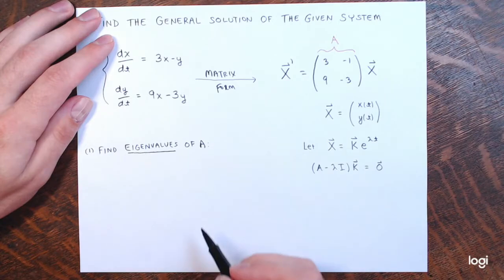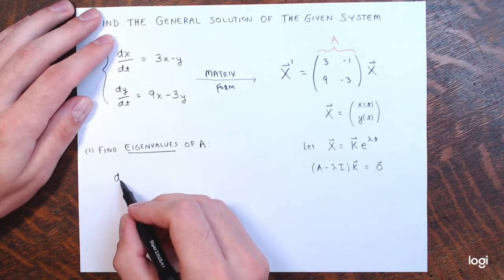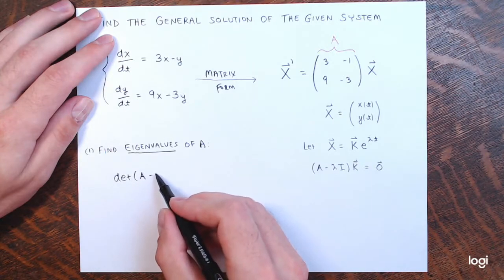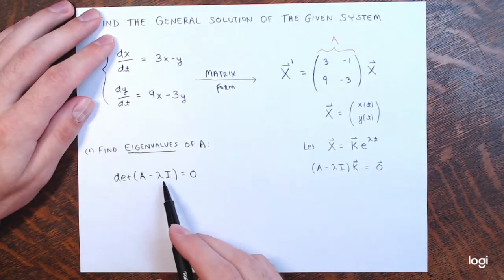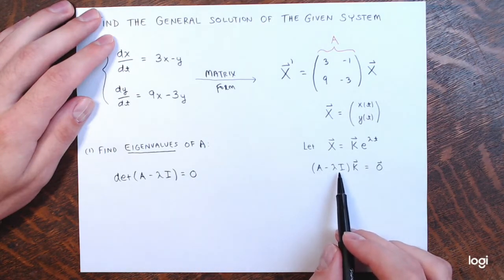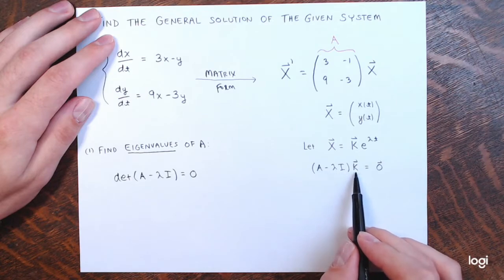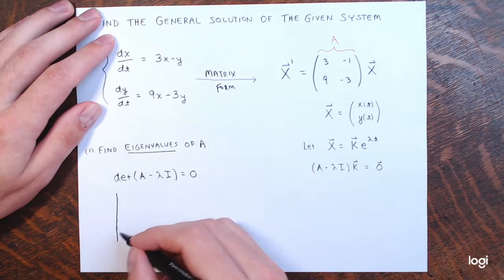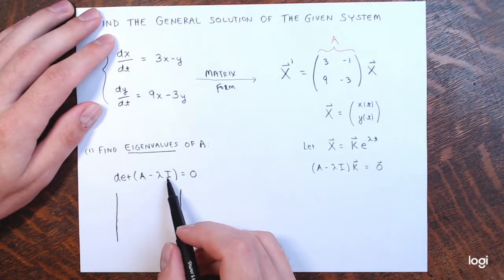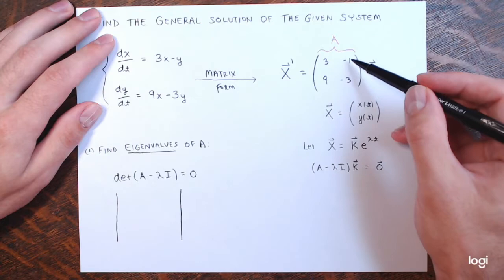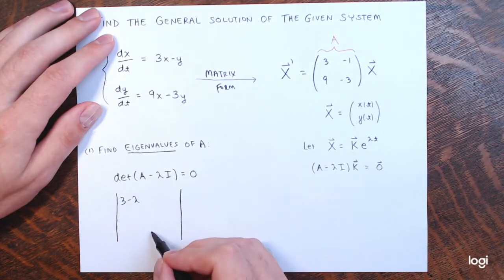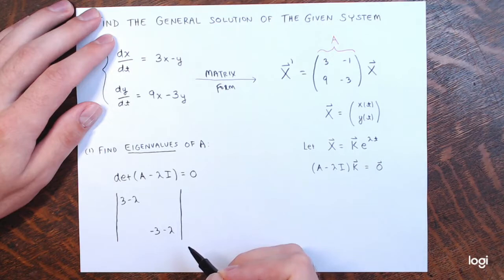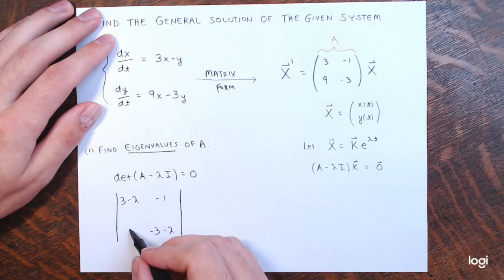Now in order to do that, I need to solve this equation for lambda. When is the determinant of the matrix A minus lambda I equal to 0? Because if the determinant of this matrix is equal to 0, then A minus lambda I will be singular, and that means this equation here has non-zero, non-trivial solutions for k. So I'll set this up. Now it's just a 2 by 2 matrix, and A minus lambda I, if you recall from last video, you just take the entries of matrix A and subtract lambda from the main diagonal. So that'd be 3 minus lambda, -3 minus lambda down the main diagonal, and then every other entry remains the same, -1, 9 here.